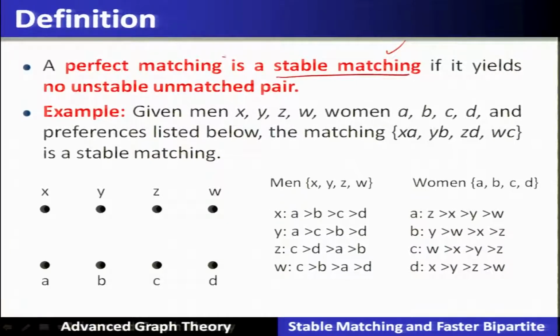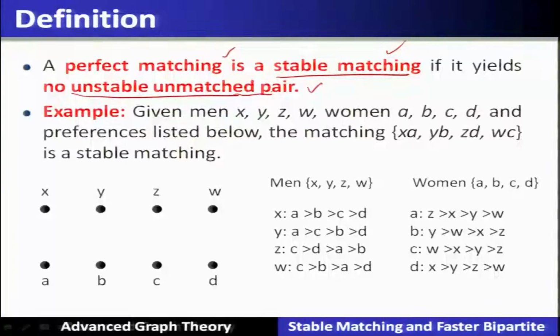Having shown what is an unstable pair, now we define a stable matching. A perfect matching is a stable matching if it yields no unstable unmatched pairs. Unstable unmatched pairs, in the sense that the matched pairs are unstable, hence they are called unstable matched pairs. That means the current pairs would prefer each other, though they are not in the current pairing.